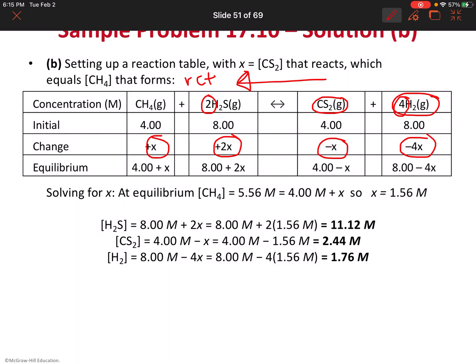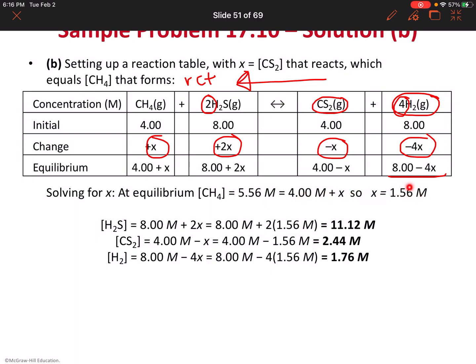Now at the equilibrium, we know the change. You start with 8 and then 4x amount reacted, so 8 minus 4x. This one 4 minus x. This would be now 8 plus 2x at equilibrium, 4 plus x at equilibrium. And we are given the equilibrium concentration of methane is 5.56, meaning 4 plus x equals 5.56. So then the x would be 5.56 minus 4, 1.56.